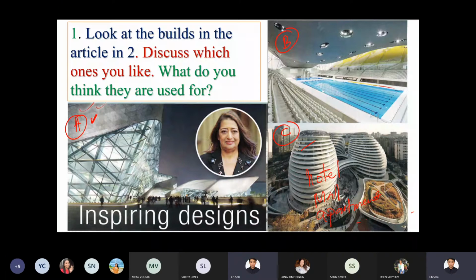Okay, I want to ask Chantha. Hello, Chantha. Yes, teacher. Which one do you like among the three here? C, teacher. C as well. Okay, thank you. And what do you think it is used for?